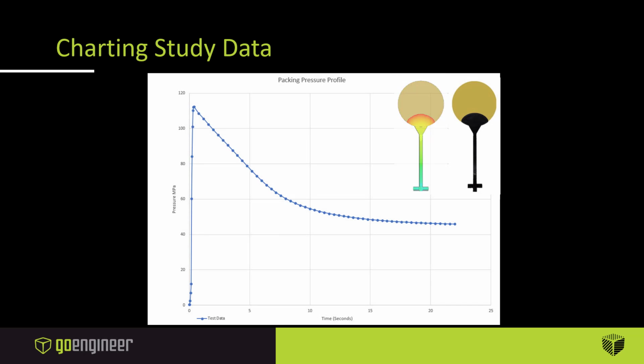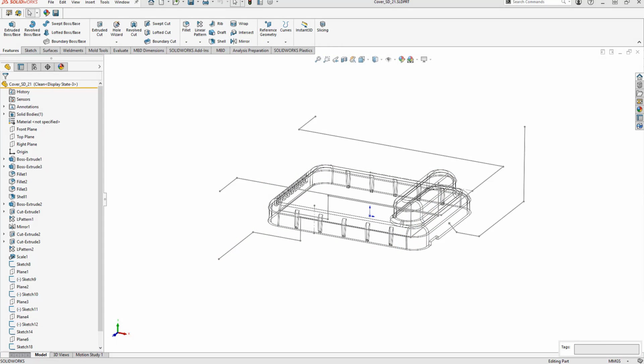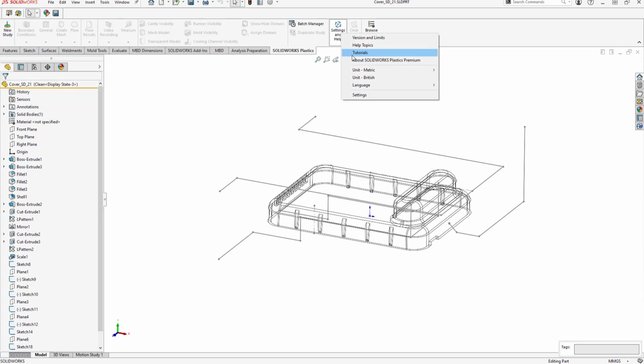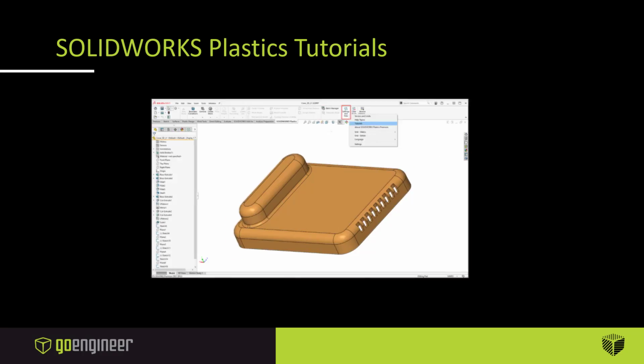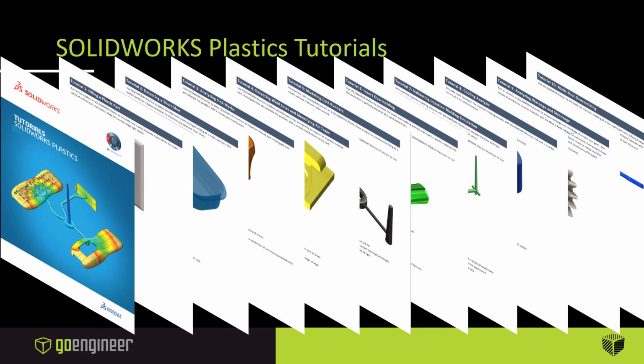In this tutorial, you simulate the injection molding process and validate the flow and pack results against experimental data. In this chart, we can see how the blue line, which is the test data, and the yellow line, which is our analysis data, follow very closely together. So let's jump into the software and see how we can access this tutorial. If I click on the SOLIDWORKS Plastics tab, I go to Settings and Help and click on Tutorials. This will open up the SOLIDWORKS Plastics Tutorials PDF file. There are 10 very helpful tutorial lessons included in this PDF.